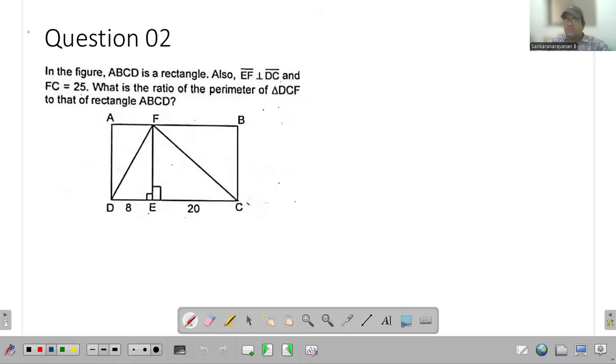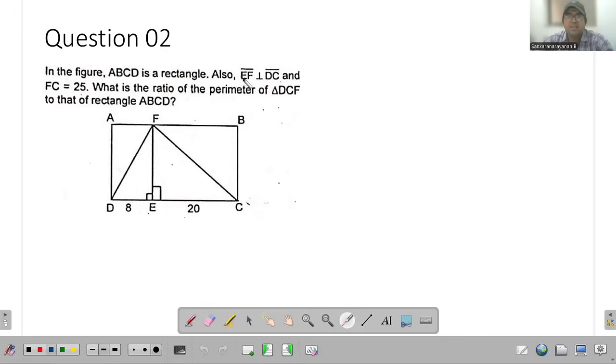All right, students. So I hope the first question is clear to you all. Now it's time for us to consider the second question. In the figure, it's given ABCD is a rectangle. A, B, C, D, it's a rectangle.